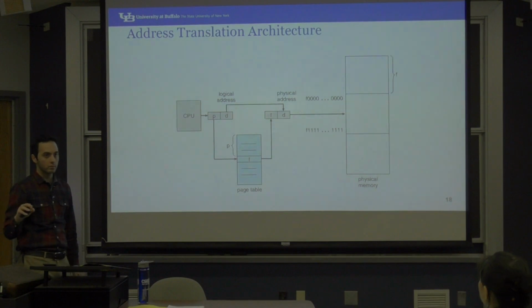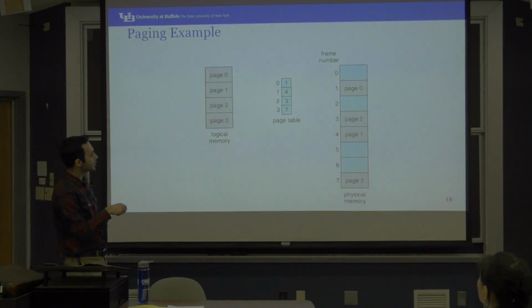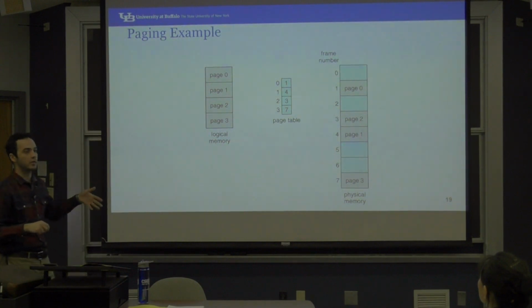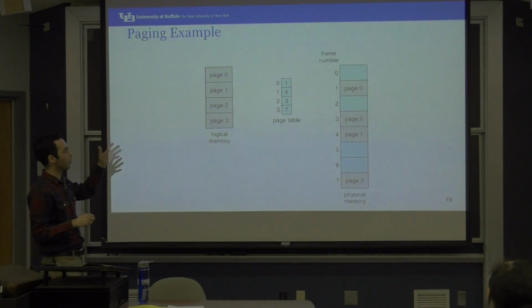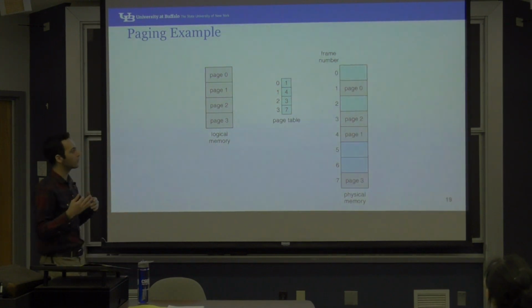Is that clear? Good? All right, let's move on. So this is an example. In the logical memory, let's say this process is using 4 pages, and now we have this page table. Pages 0, 1, 2, 3 are mapped to frames 1, 4, 3, 7, accordingly.